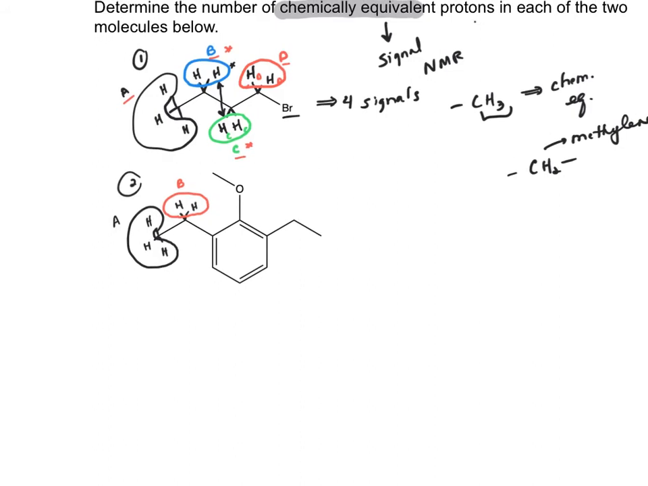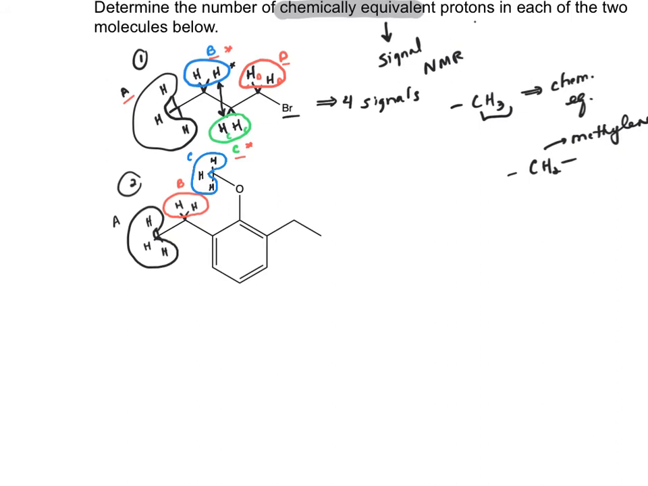As I move on, I'll find at this position there are no protons, no H's. At this position there are no H's. At this position there are no H's, so we can essentially ignore those. There are no H's here, but there are H's out here on the methyl group. So we've got some methyl protons right here. These are not symmetric with any other portion of the molecule, so they're going to give their own separate signal, but they're only going to give rise to one signal together. So these would be a third set of chemically equivalent protons.